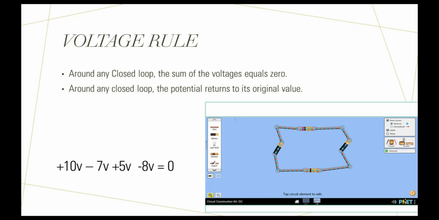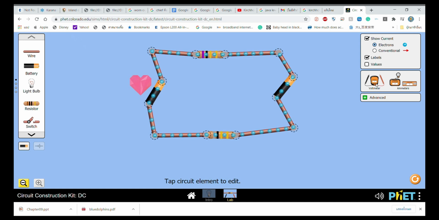Let's take a look at an example. This battery has potential increased to 10 volts. As I move across this resistor, it might drop to 7 volts and then I move across another battery where it has 5 volts. Finally, moving across the last resistor, it could have minus 8 volts.